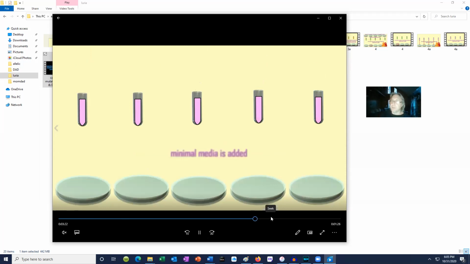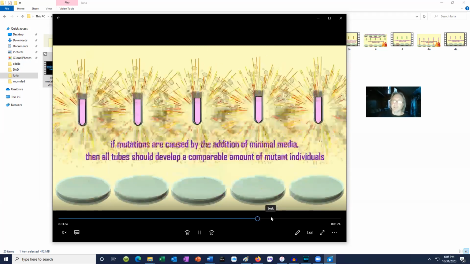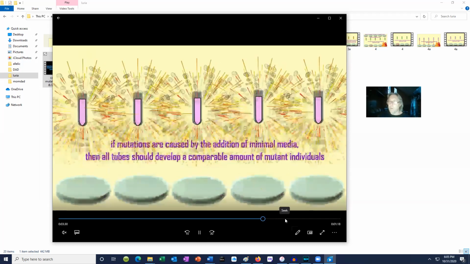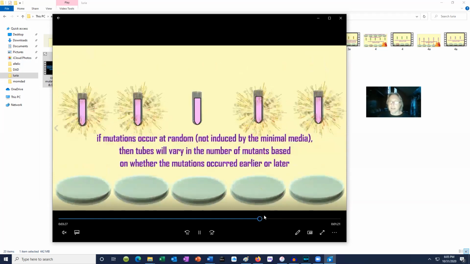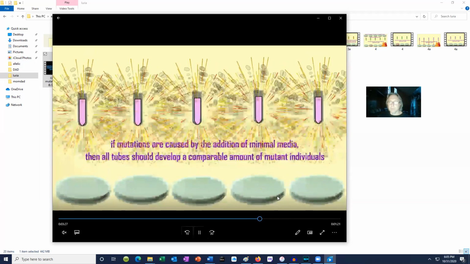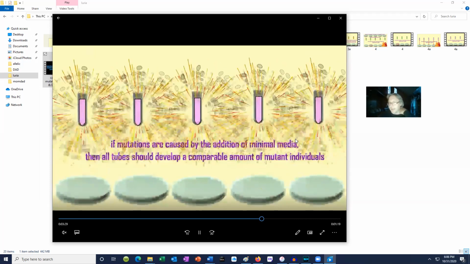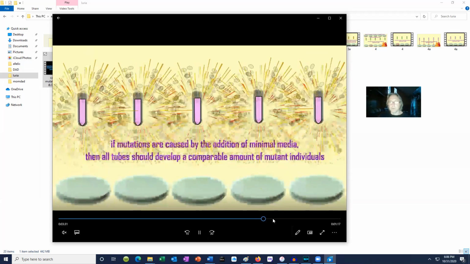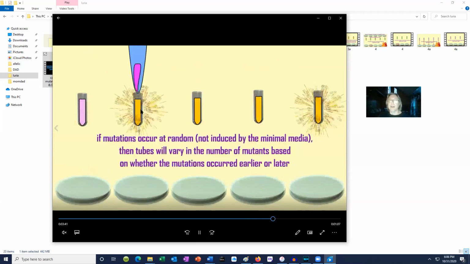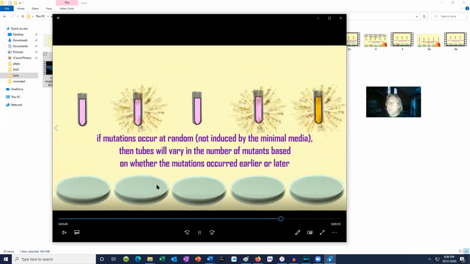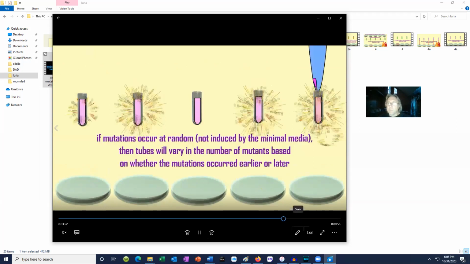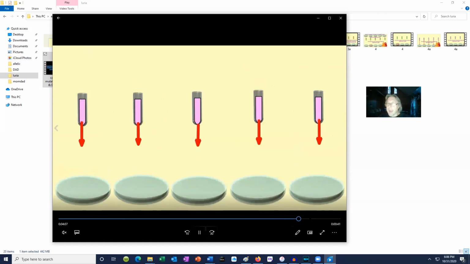If it was the addition of the minimal media which was the stimulus for the mutations to occur, then we should have similar levels of growth on all of these plates. If, however, those back mutations occurred randomly, so let's say that in this one it occurs first, say tube 5 goes first, tube 2 goes second. So if this occurred earliest, then this tube should have the most mutants, this one the second most, etc. And that would be consistent with mutations occurring at random.